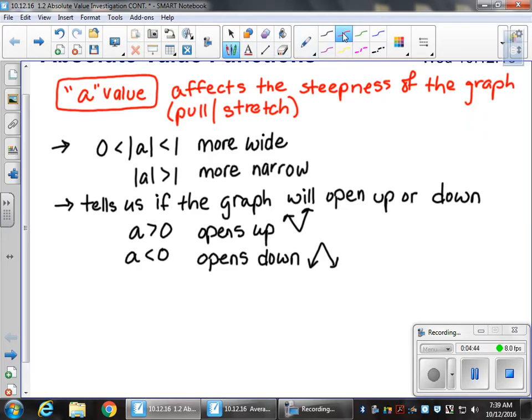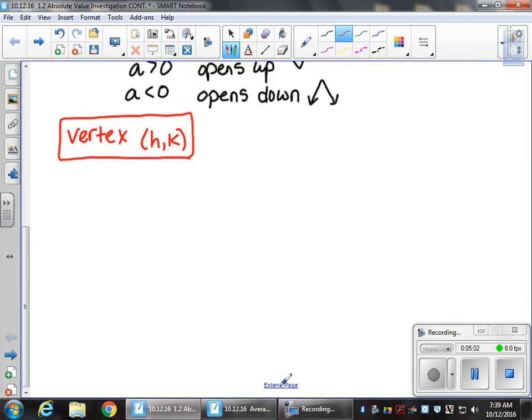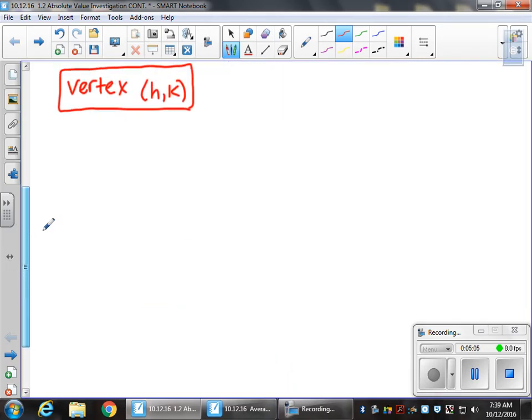Okay, let's talk about the vertex. What were the values for the vertex again? The vertex is (h, k). From the vertex, we get a lot of information. The first piece of information we're going to talk about is axis of symmetry. When we start graphing, we'll talk more about axis of symmetry. But for right now, we're just going to put it in our notes.